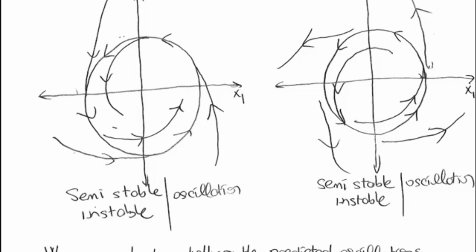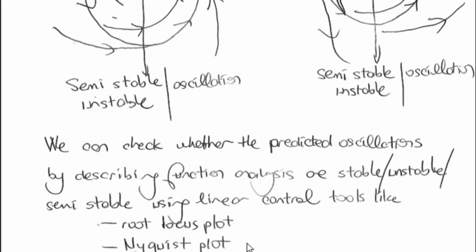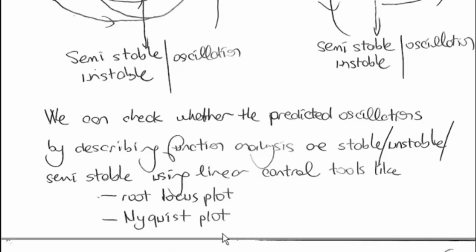We can check the stability of oscillations using describing function analysis. In order to do that, usually linear control tools are utilized. If the describing function, or the gain in the linearized system, is real and positive, we can use the root locus plot to analyze the stability of the oscillations. On the other hand, if the gain in the system, or the describing function, is complex, then we can use the Nyquist plot in order to analyze the stability of oscillations using describing functions.